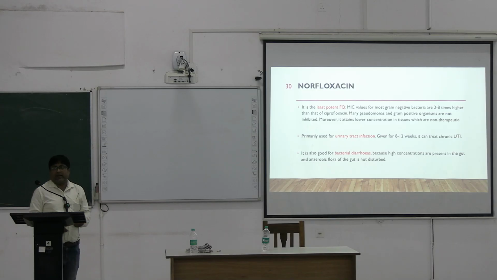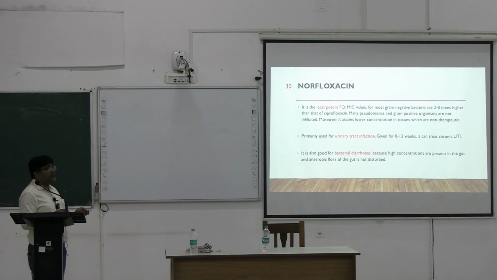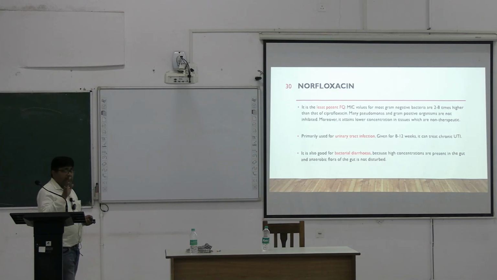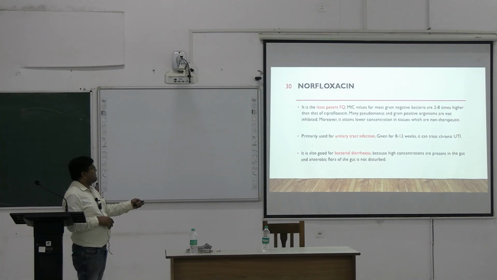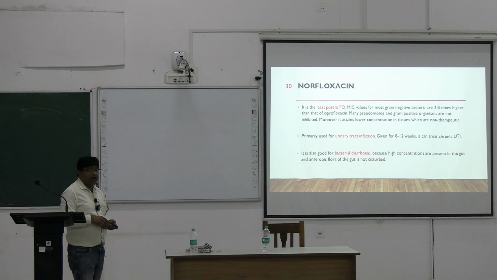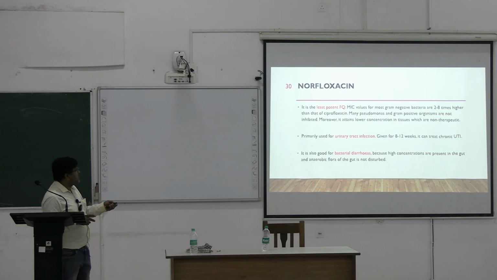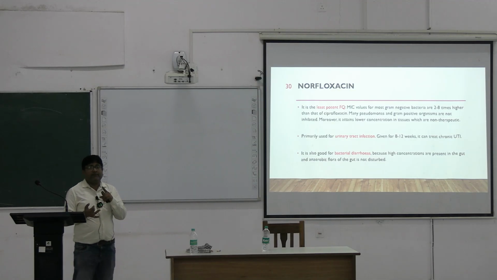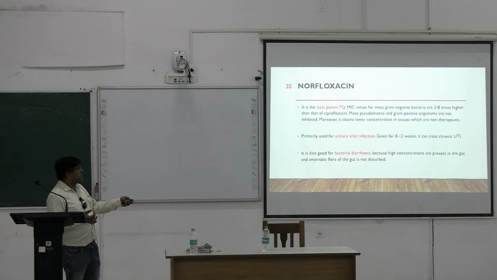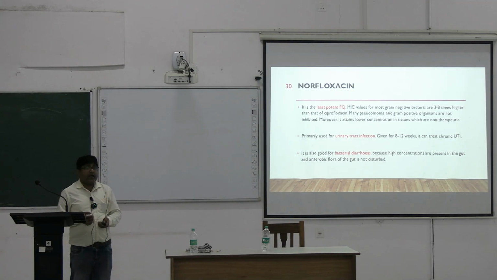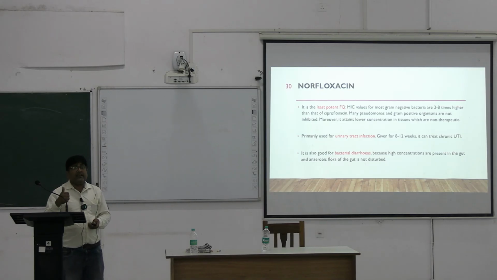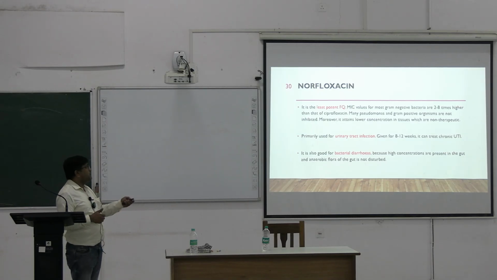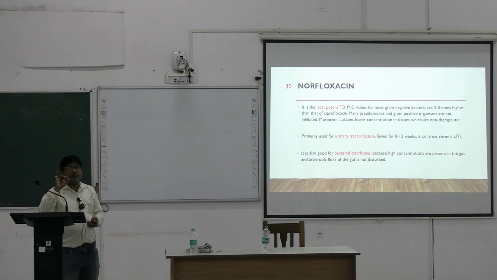Now coming to the second fluoroquinolone, that is norfloxacin. Norfloxacin is the least potent fluoroquinolone, even compared with ciprofloxacin. MIC values for most gram-negative bacteria are 2 to 8 times higher than that of ciprofloxacin. Many pseudomonas and gram-positive organisms are not inhibited, and the concentrations attained in most of the tissues are non-therapeutic. They are primarily used for urinary tract infection and diarrhea.